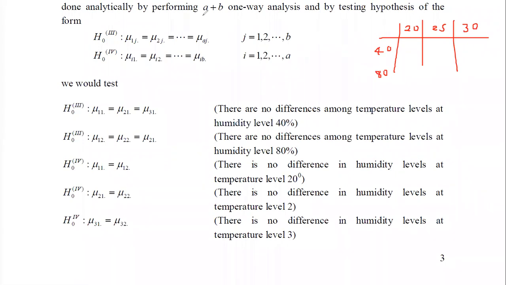Then what we can do, if there is an existence of interaction, then we have to perform the hypothesis testing in this form. First, we have to test the hypothesis considering the humidity levels. Now we are taking this set of values. First, we are considering this set of values.